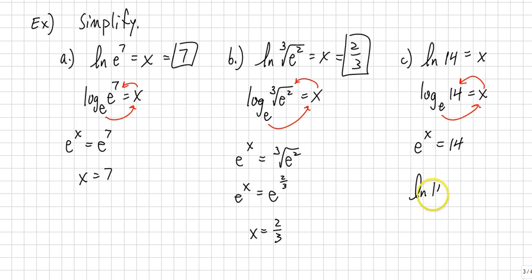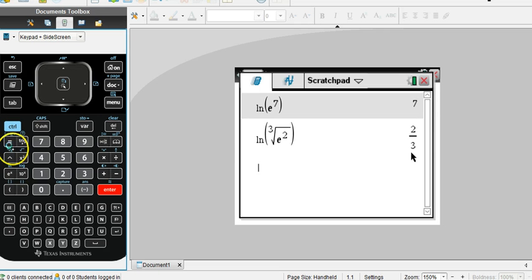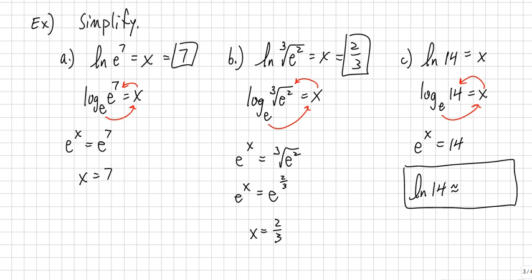So the natural log of 14, we're just going to have to type into a calculator and see what that is. So natural log of 14, and we'll hit Control Enter to approximate it. It's about 2.639.